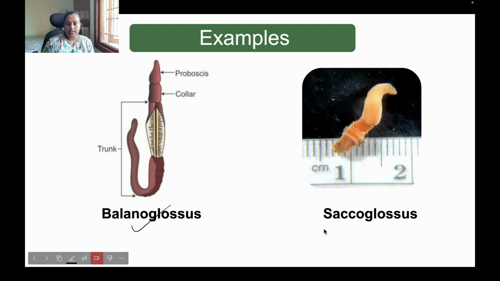See, Balanoglossus and Saccoglossus. It's hardly a centimeter, children. Look at that now. So you can see the proboscis, the collar and the trunk, and they have made a slit in the portion of the trunk, and they have shown you the nerve cord. Yeah, and you can also see the stomochord there, but they won't have a notochord.